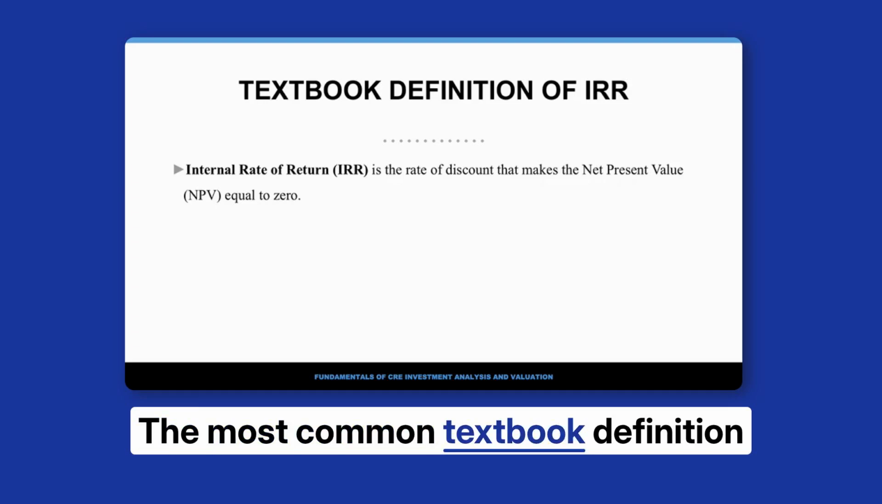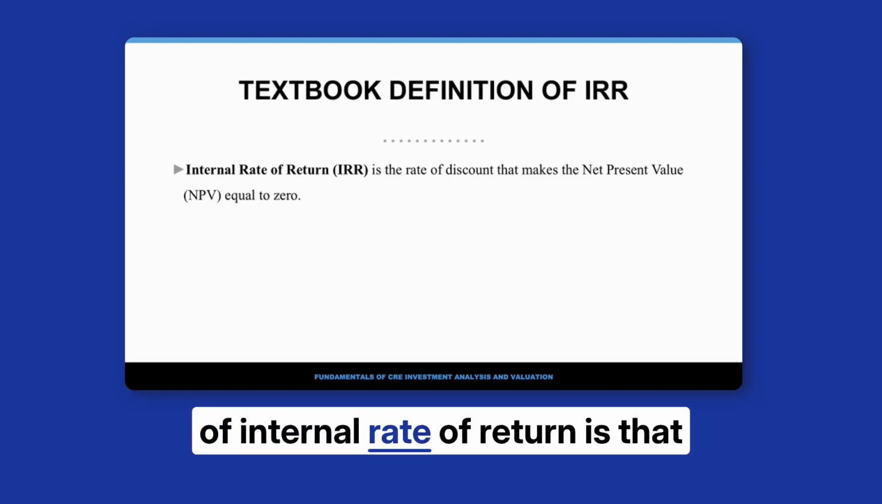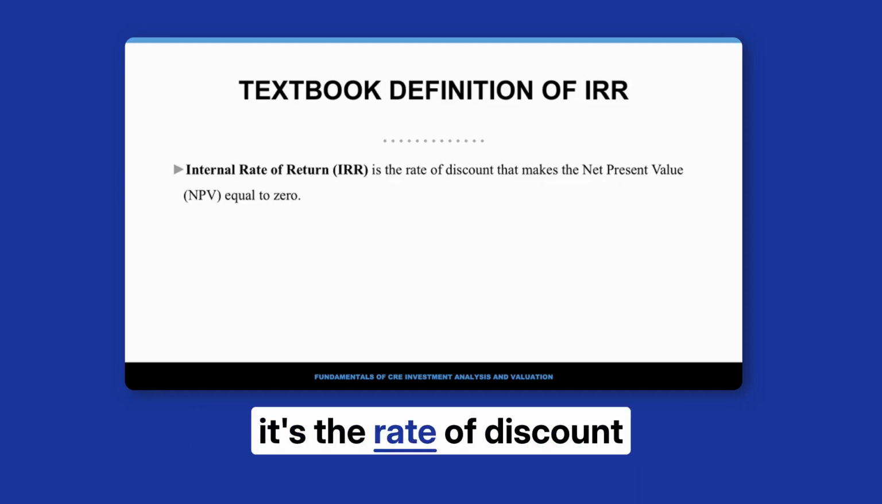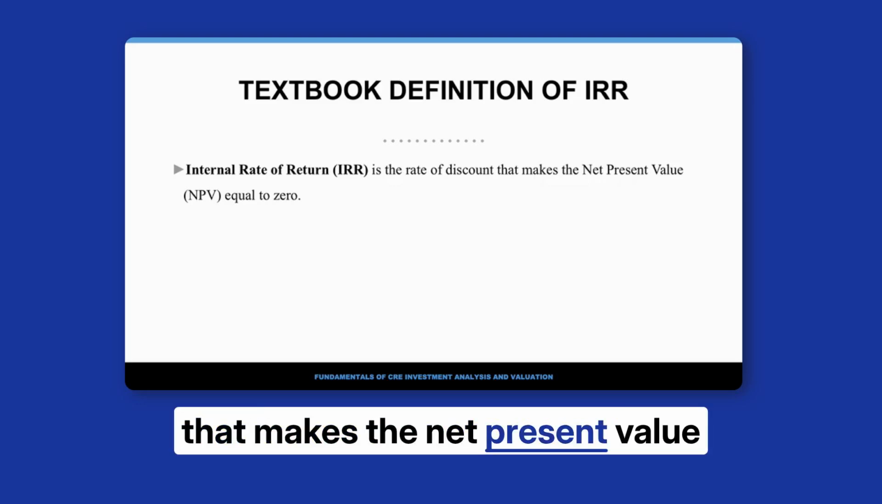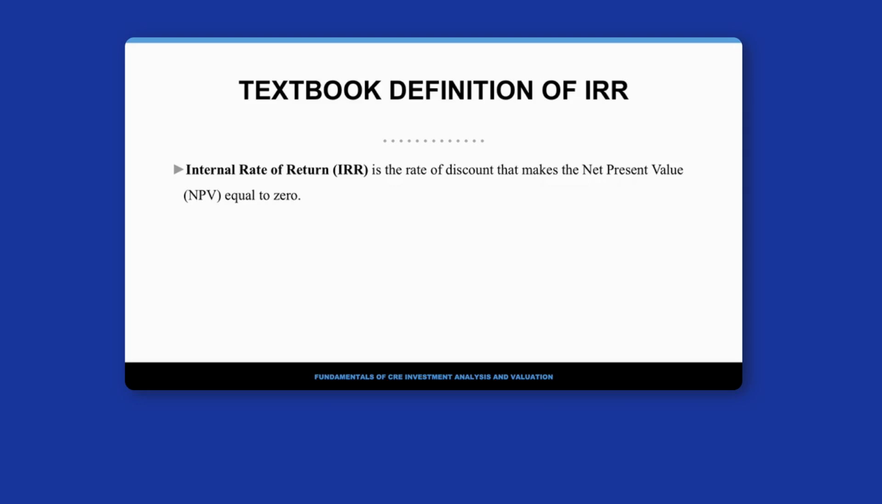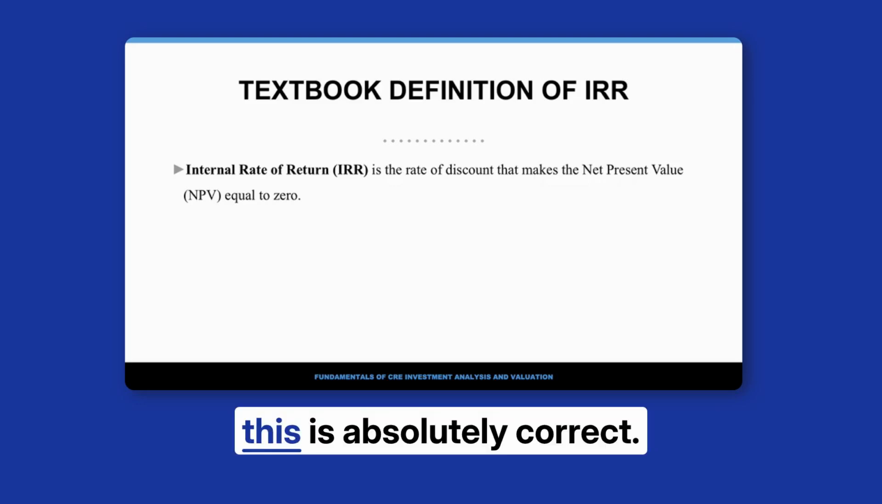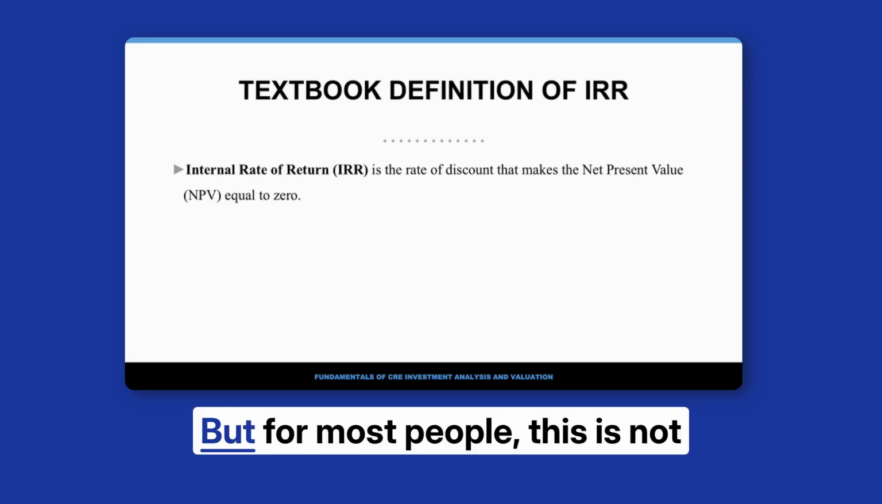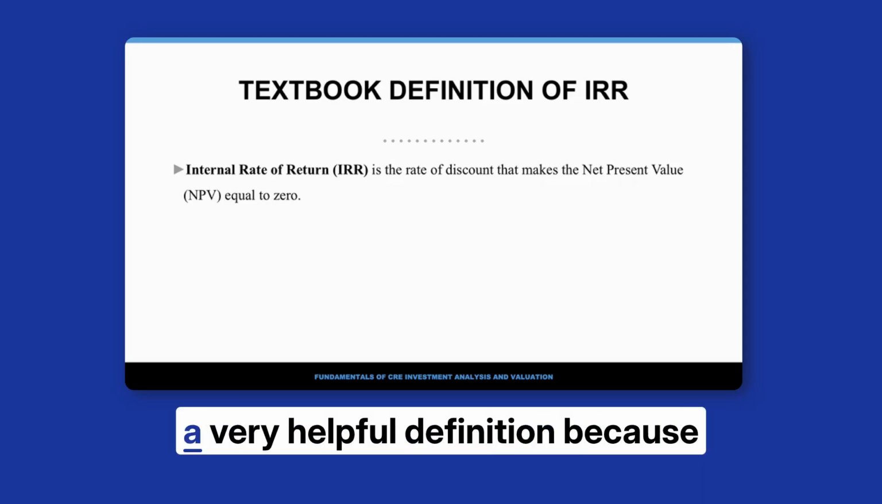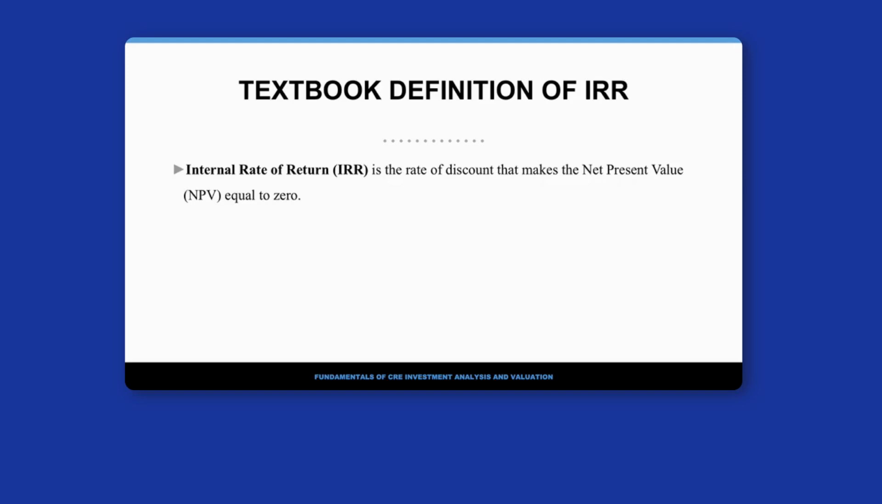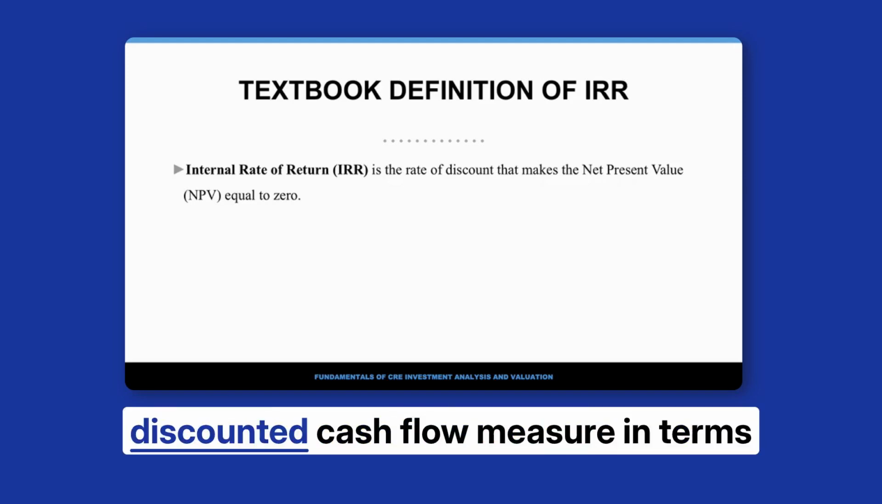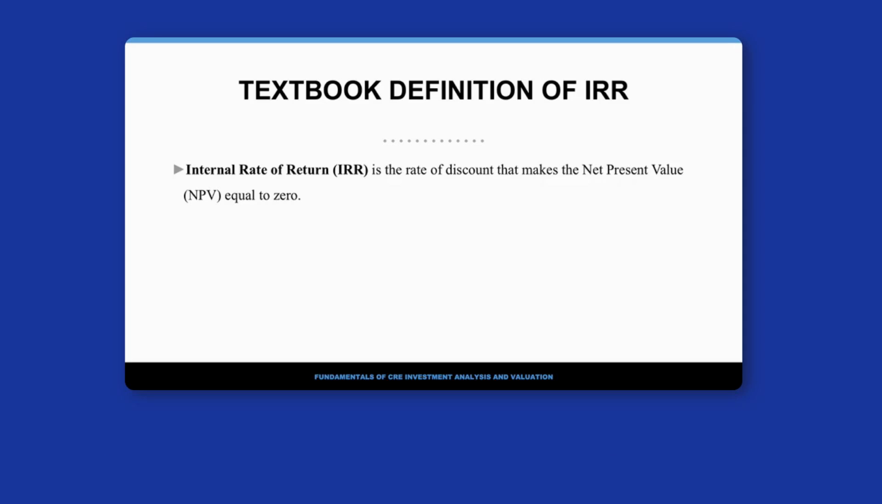The most common textbook definition of internal rate of return is that it's the rate of discount that makes the net present value equal to zero. Now, mathematically, this is absolutely correct, but for most people, this is not a very helpful definition because it's essentially defining one discounted cash flow measure in terms of another discounted cash flow measure.